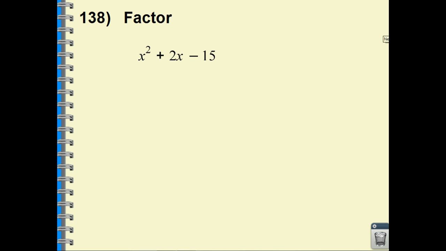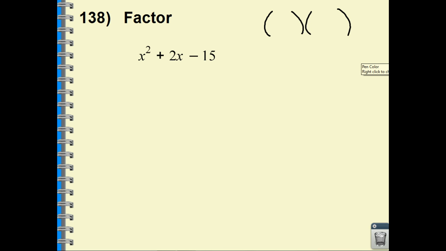All right, now number 138 gets a little bit more tricky. So we're going to be working that product rule in reverse. It's called factoring this trinomial. So we're actually going to try to go back into a product of two binomials, and we need to figure out what those two binomials are. Teachers teach this in different ways.